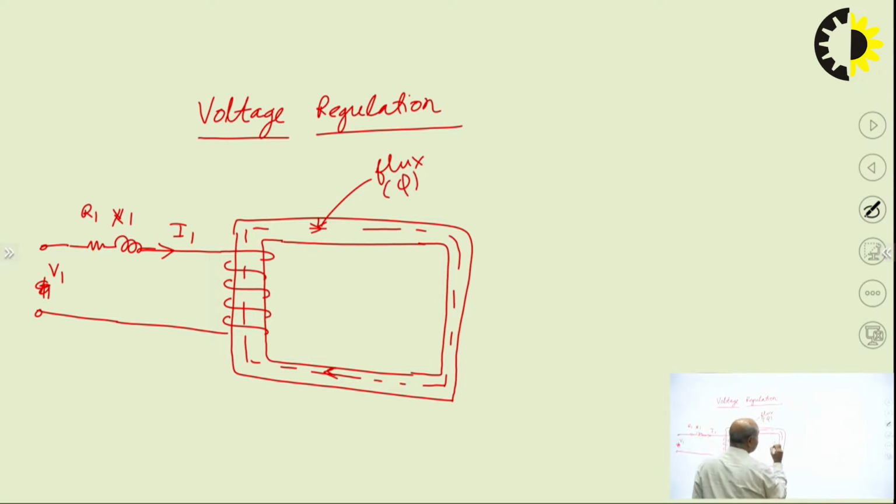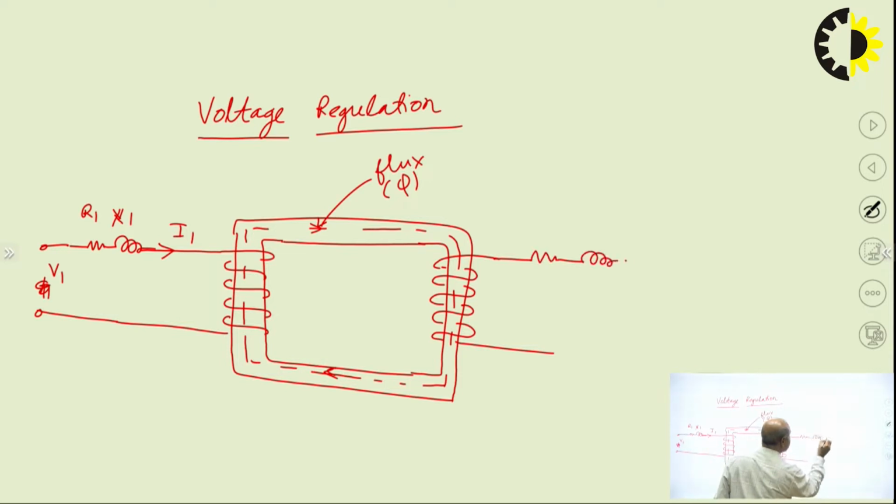And now we have our secondary winding here. So this is our secondary winding, and the secondary also has resistance and reactance. This is R2, this is X2, and this is the secondary terminal of the transformer.